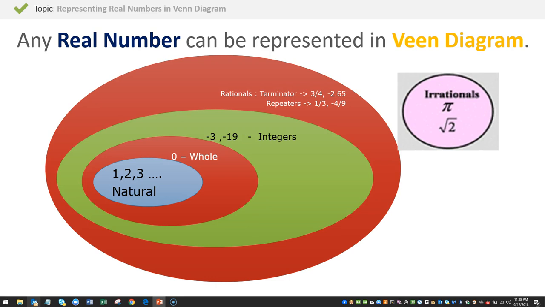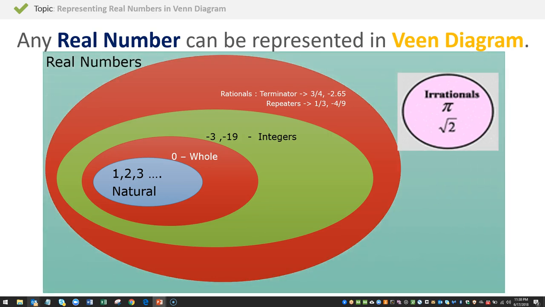And then you have irrational numbers sitting outside that Venn diagram so far, and when you try to convert them into decimals, they are non-repeating, non-terminating values. And when you include all of this, what you get is real numbers.